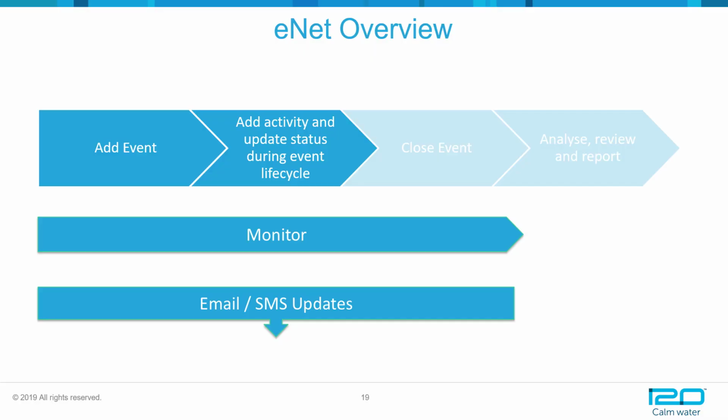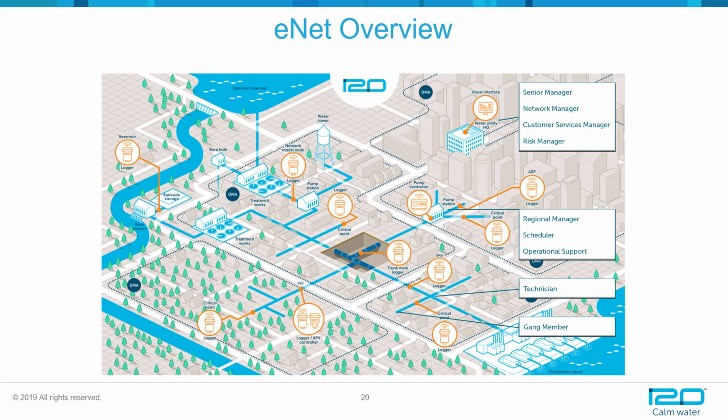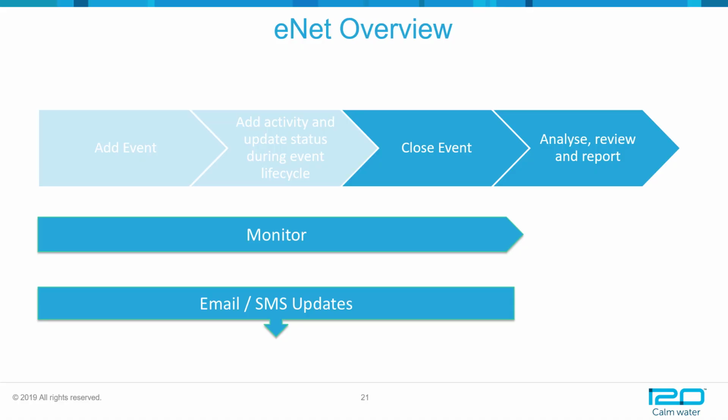So ENET is a software service from I2O that allows you to create an event, add activities, and update the status of those activities during the life cycle of the whole event. You can also monitor and update people about the progress of the event as it unfolds. All of this can be done by different people in different locations using different devices. Once the event is concluded, it can be closed, and a post-event review can be conducted.